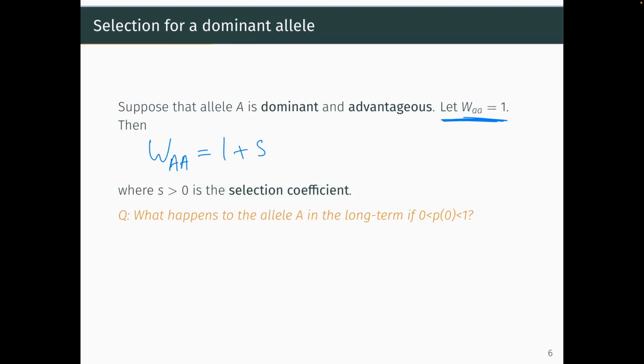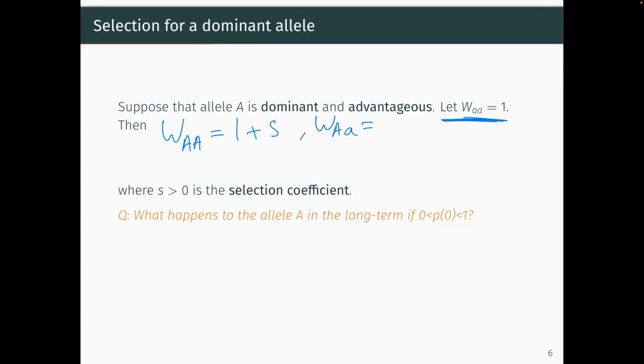And what about the fitness of the heterozygote? What's this going to be equal to? Anyone? So our homozygous individual with the recessive allele has fitness 1. Our homozygous individual with the dominant allele has fitness 1 plus s. So what's the fitness going to be for our individual who's heterozygous? Just s.